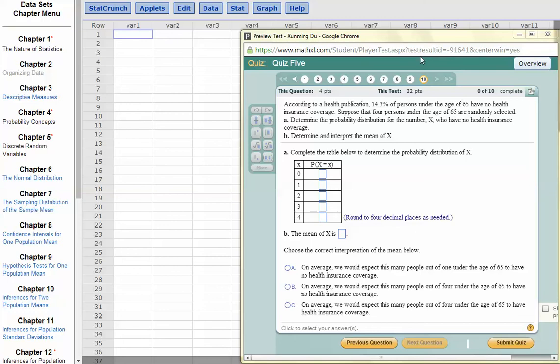In this presentation, we want to see how we are going to solve this binomial distribution question by using StatCrunch.